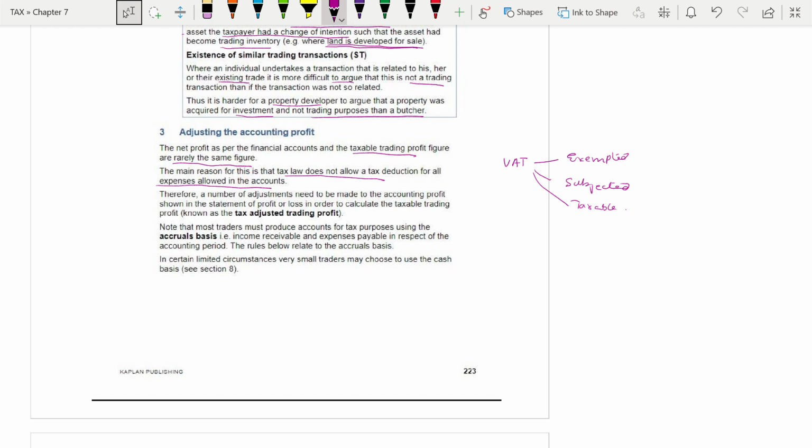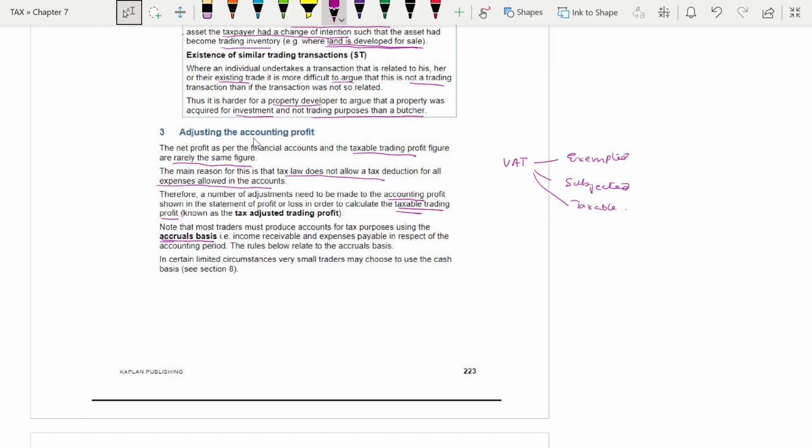Therefore, a number of adjustments need to be made to the accounting profits in the statement of profit or loss to calculate the taxable trading profit. Note that most traders must produce accounts for tax purposes using the accrual basis.